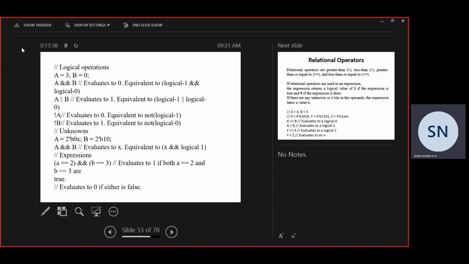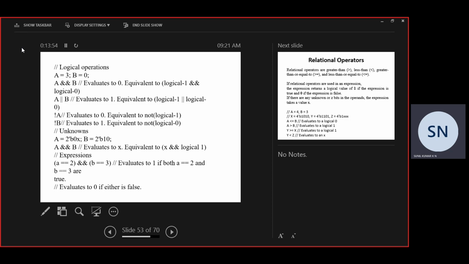So negation of a. So negation of a means what? So a is equal to 3. So negation of a means it is going to be false. So it will be 0. So negation of b evaluates to 1. So that is what the logical operation is, so it is going to use.